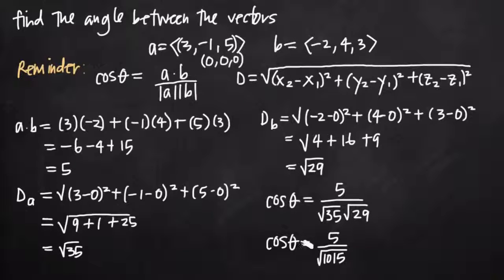To solve for theta, we'll take the inverse cosine, or arccos, of both sides, and we'll get theta equal to arccos of 5 over the square root of 1015. Now we can leave it like this, or we can approximate it to the nearest degree. If we punch this into our calculator, we get theta is approximately 81 degrees, 81 degrees being the angle between our vectors A and B.